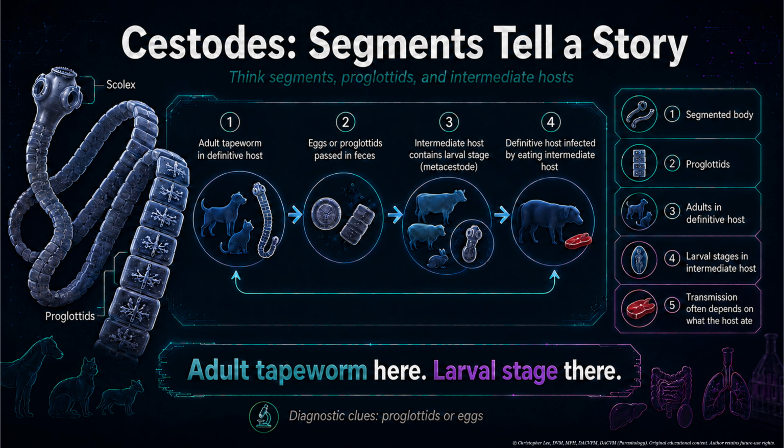The revealing clinical question is often, what did the host eat? A flea, prey, raw viscera, or oribatid mite, fish, or other aquatic host can identify the life cycle pathway. There are exceptions, but this is the shelf on which most veterinary cestodes belong.